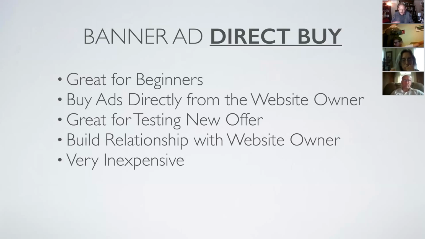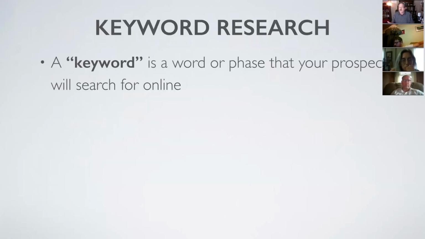Now, for direct buys, we have to do some keyword research. What's a keyword? You may have heard of it. A keyword is a word or phrase that a prospect or anybody searches on Google or the internet: holistic weight loss, business from home, make money at home, how to lose weight. Those are all keywords. You've heard of long tail keywords. Those are just phrases that have more terms in them.